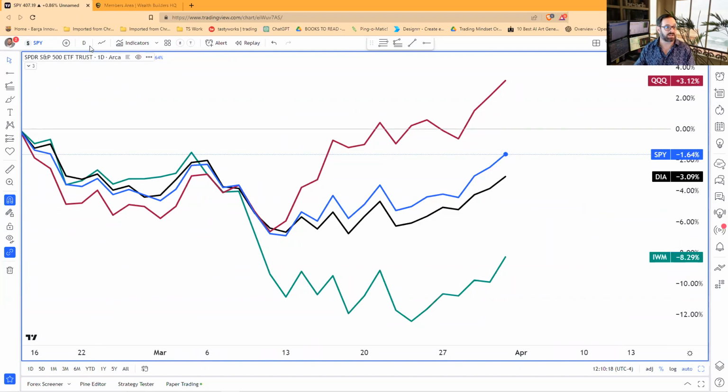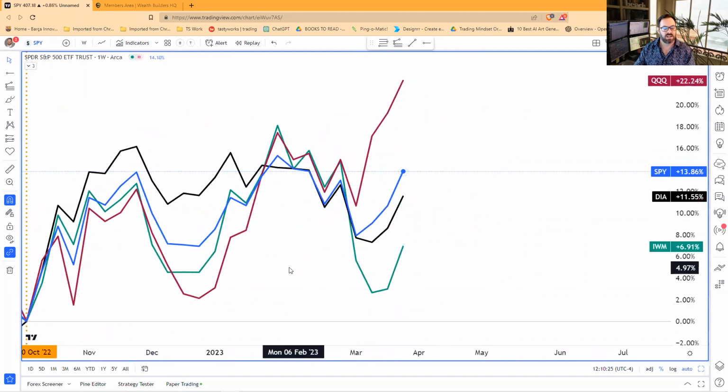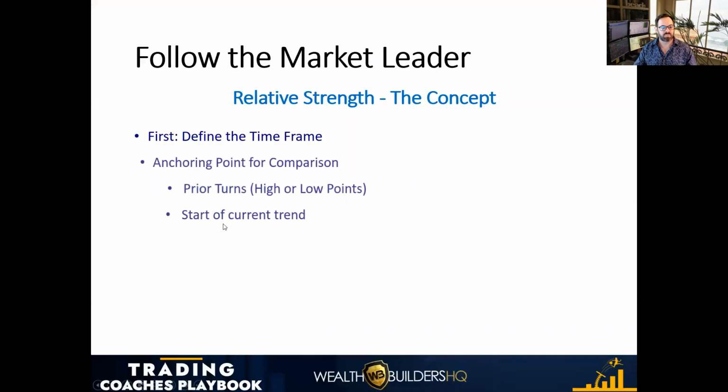So once again, I go back to my comparison chart, go to a weekly chart, and there's the October 10th. I had it marked already. And there, we can compare these securities now to see who is leading us when we move up and who is leading us when we move down. So basically what I'm doing here is finding an anchoring point. I'm trying to anchor the comparison at either a major high or major low, whatever has really kicked off the trend that we are currently in. That's what I'm trying to determine.